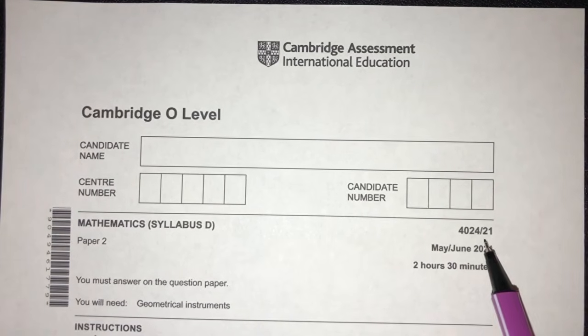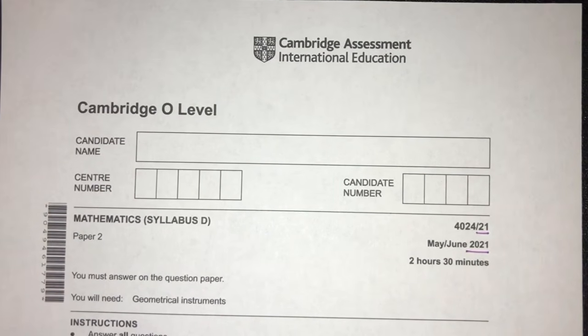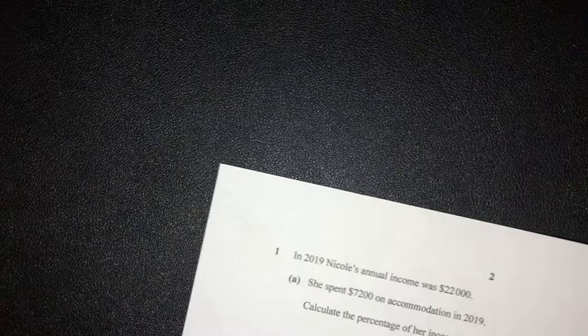This one is paper 2-1 of May-June 2021 for O-Level paper 2. Now, with that being said, let's move on to question number 1.